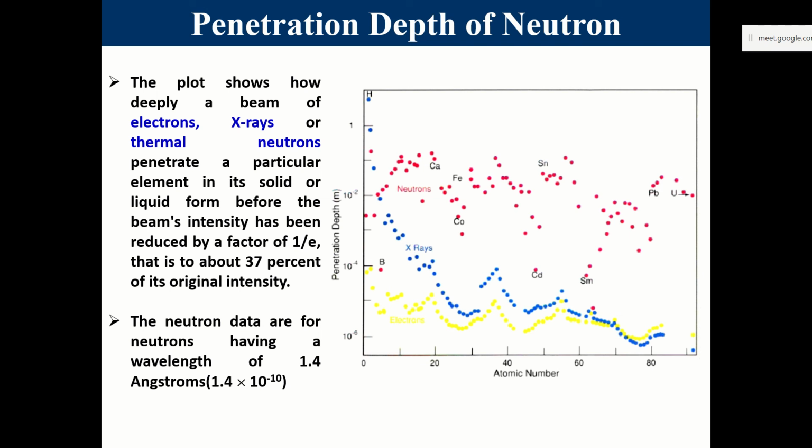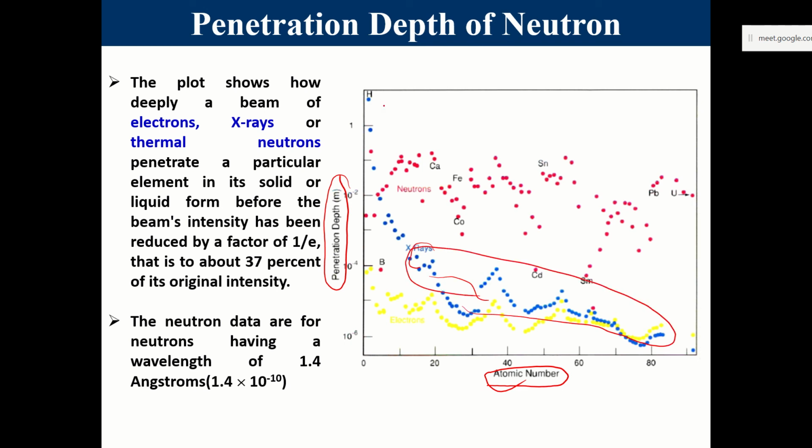So here is an example of the scattering: penetration depth, analysis of penetration. On the y-axis you have penetration depth, on the x-axis you have atomic number. We can clearly see X-rays are less penetrating for these heavier atoms. You can see less penetrating over here.